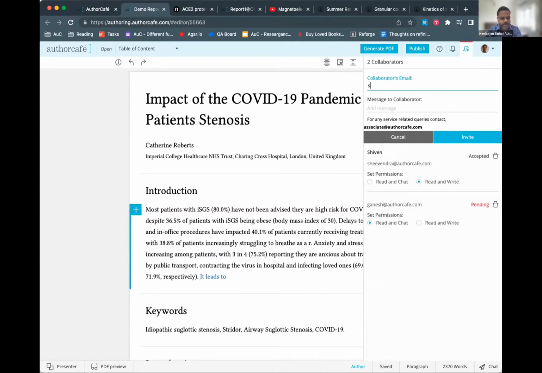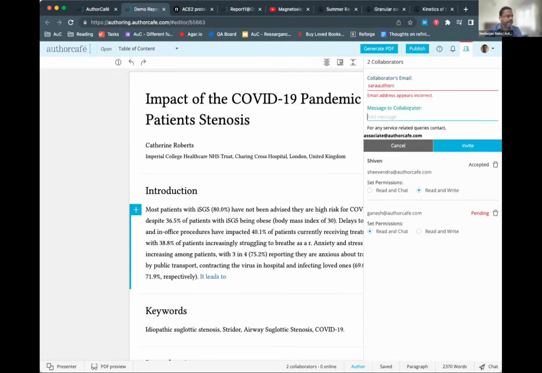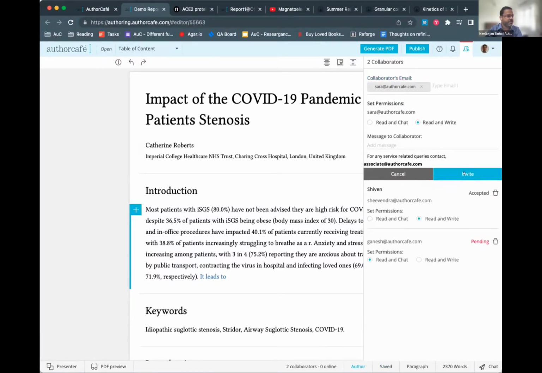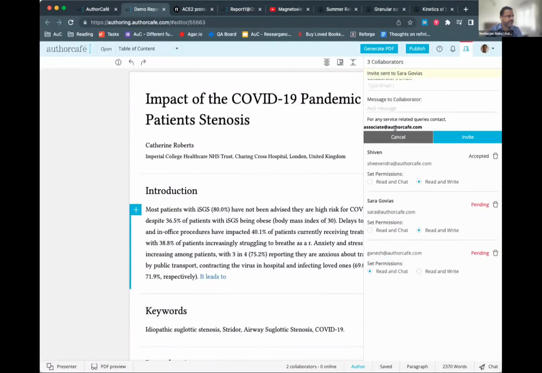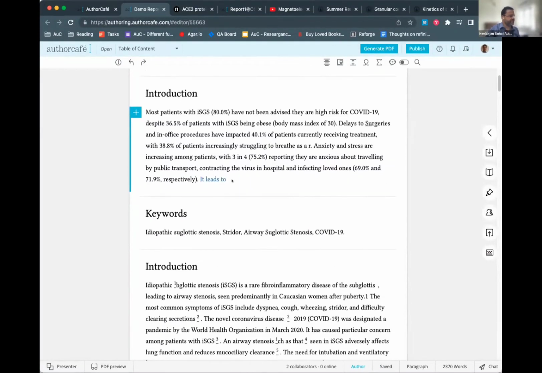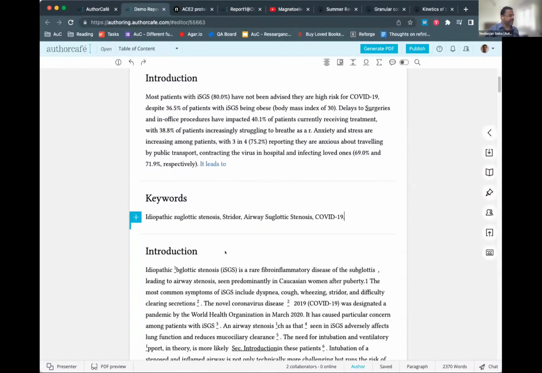Meanwhile, I'll also invite another colleague. Shivin, are you there? Shivin, I can't hear you. Yes, Neil. Yeah, can you place your cursor there, please, so that we can show the collaboration? On introduction section, and maybe delete something there. Yeah. And maybe delete a line which I might have written already.